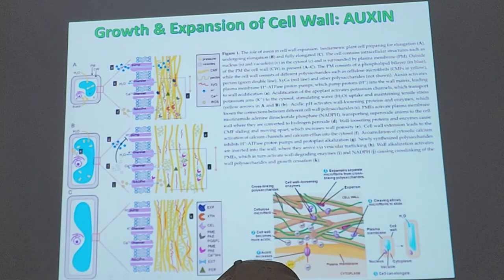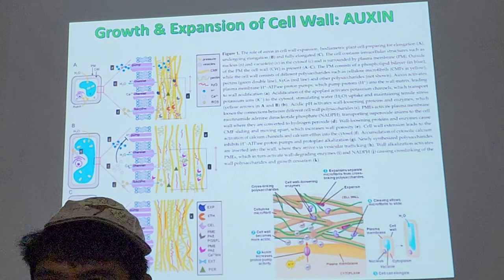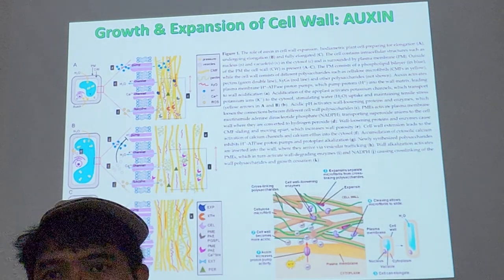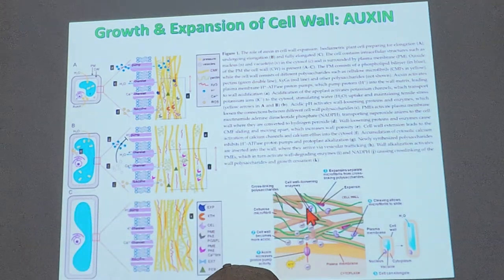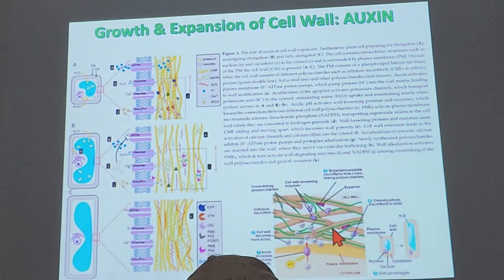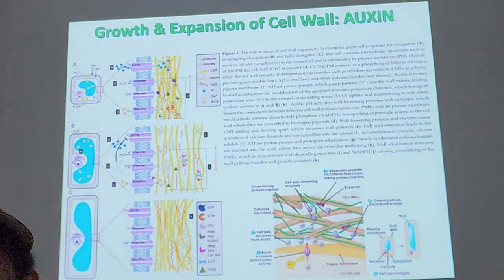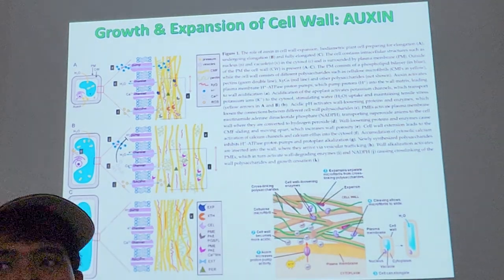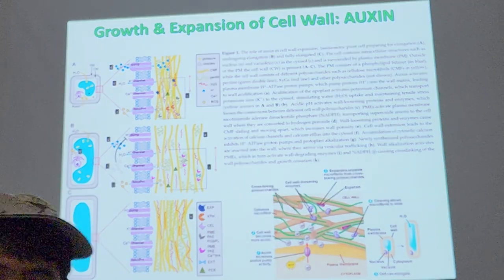So number one, auxin increases the proton pump. Proton pump means it pumps in hydrogen. More hydrogen means more acidic. As simple as that. So when the cell wall becomes more acidic, it will start loosening all these enzymes and cross-linking polysaccharides. Remember the three components of the cell wall? You have the cross-linking, right? Acidity will break this, will loosen this.